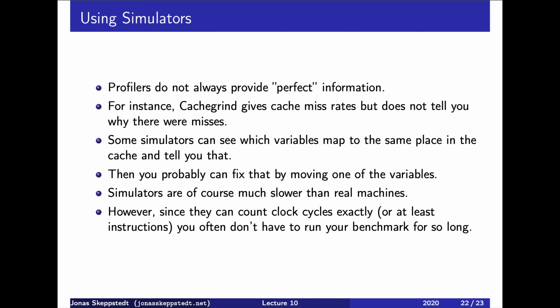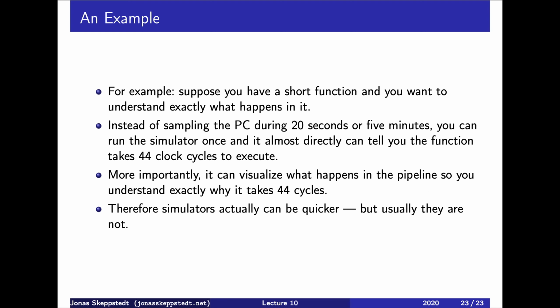On the other hand, simulators can count the number of clock cycles exactly, so you don't have to run them for more than 1 or 2 iterations of a certain loop. So you don't have to run it for 5 minutes to get good statistics. Instead, you can run it for 1 iteration or 2 and see that this loop takes, for instance, 44 clock cycles to execute.